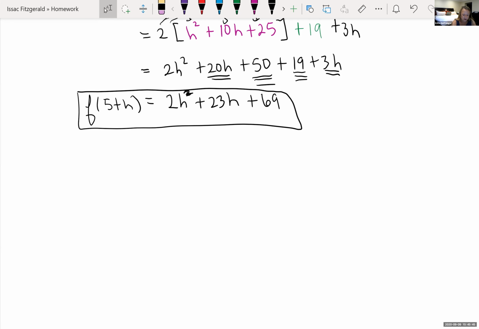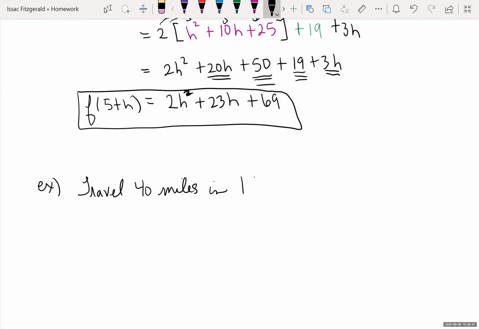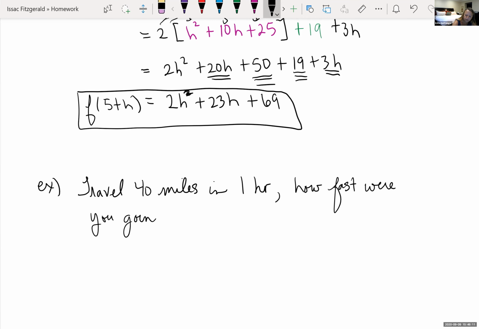So you travel 40 miles in 1 hour. How fast? Could you figure that out?